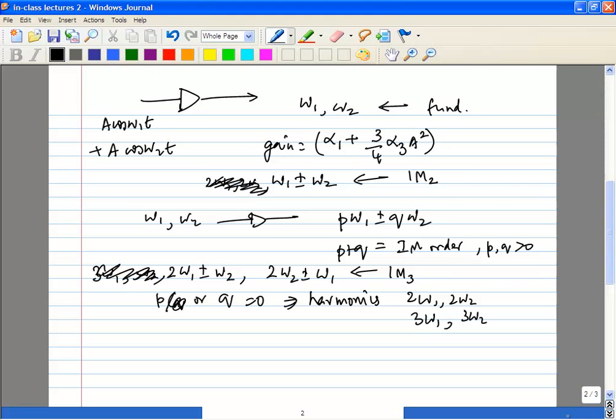Why would you think that they are a function of the second harmonic? Because of the fact that you get the 2 omega 1? No, because if you cascade two nonlinear systems, we are going to come to that towards the end of today's class. If the first nonlinear system has a square nonlinearity, it produces a 2 omega 1 component.